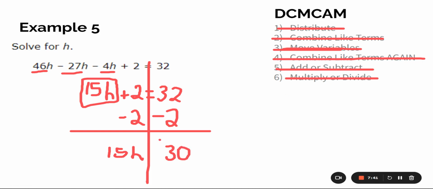Now I'm left with multiplying or dividing. Since I'm multiplying here already, I'm going to divide instead. So I'm going to divide by 15, and then in the end, h, whoa, what the heck is going on here? H equals 2 once again.